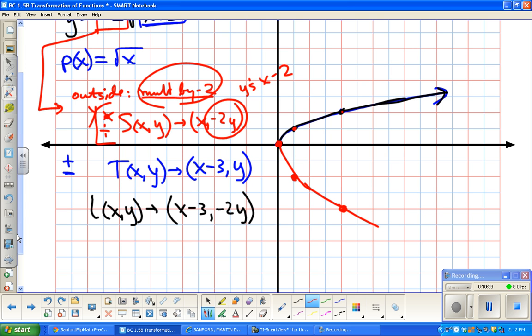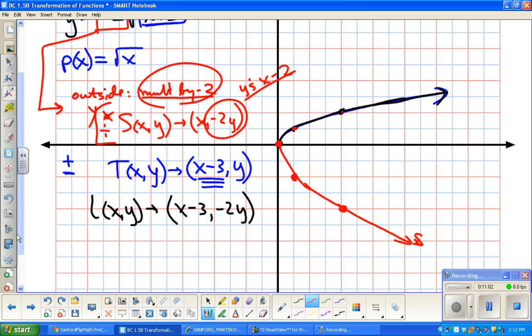Now, worth noting that this is not my final image. All I did so far was that scale change. Okay, that's all I've done. Now, this part says I'm supposed to shift left 3. Well, I want one graph that does all of this, so I'm going to take the graph I just made, that stretched graph.